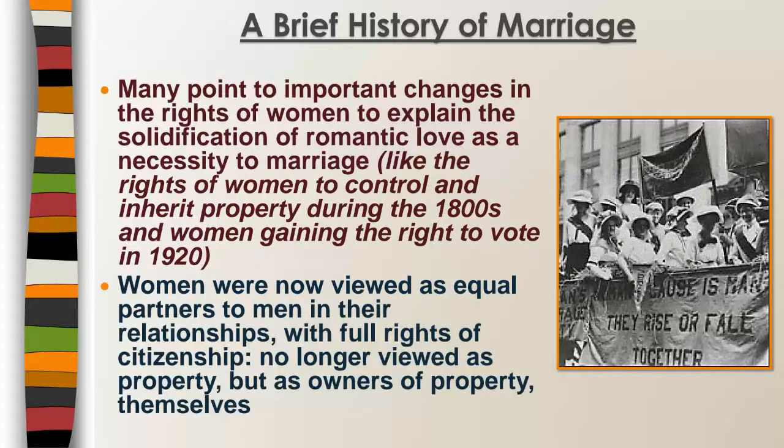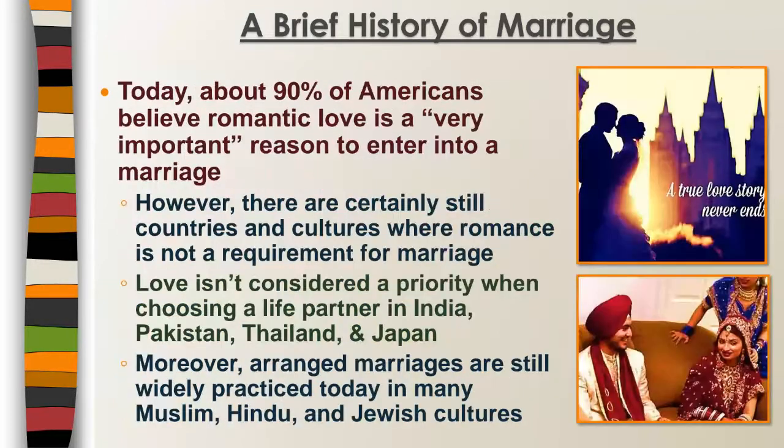So, now we have the right to inherit property and the right to vote, right, in the United States. So we're now viewed as equal partners to men in relationships. We have full rights of citizenship. We're not viewed as property, but as owners of property ourselves. Which leads us to today, when about 90% of Americans, when surveyed, state that romantic love is very important if you're going to enter into a marriage with someone.